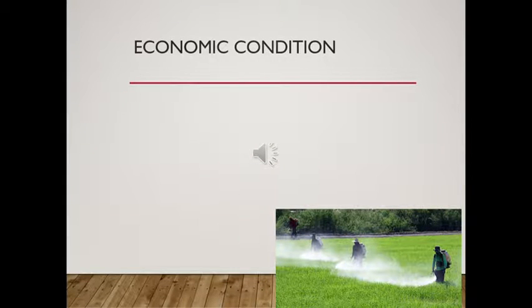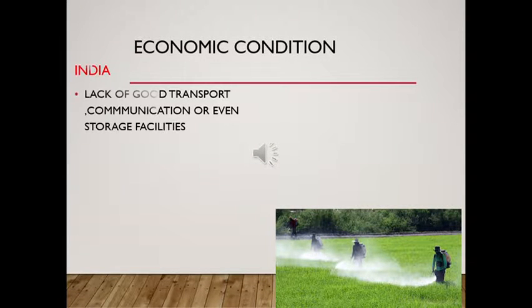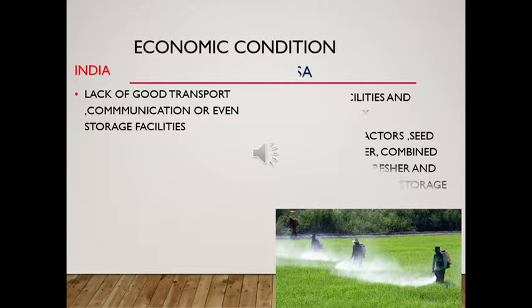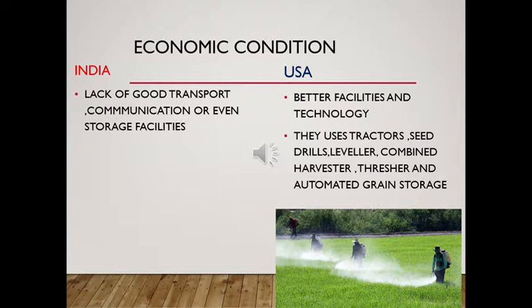In USA, farmers use tractor, seed drills, leveler, combine harvester and thresher to perform various agriculture operations. Grain is stored in automated grain storage, whereas majority of Indian farmers do not have storage facility and transport facilities. They are forced to sell the produce in local market.